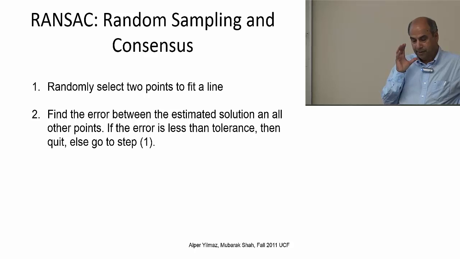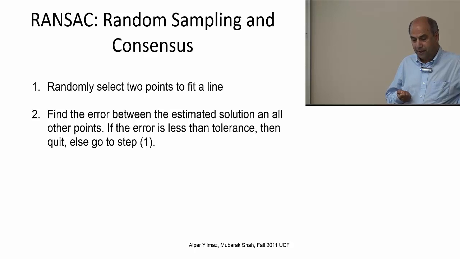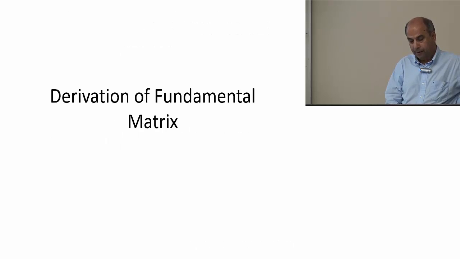Okay, so this is the algorithm. It's very simple, 2 steps. Randomly select 2 points to fit a line. Find the error between the estimated solution and all other points. If the error is less than tolerance, then quit, else go to step 1. You just keep going like that and you will be done.